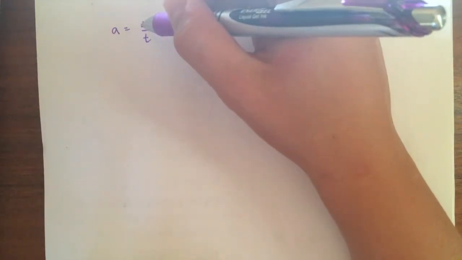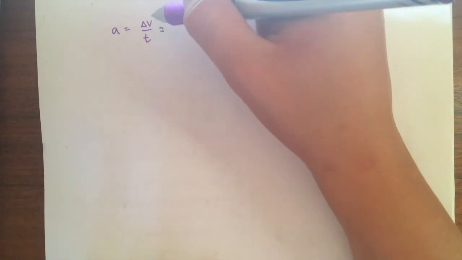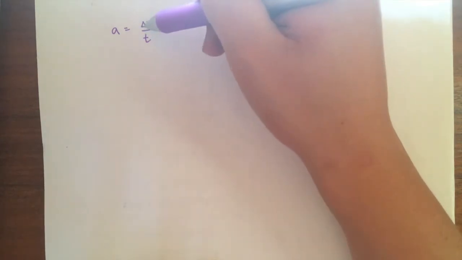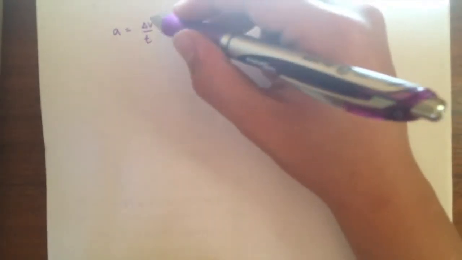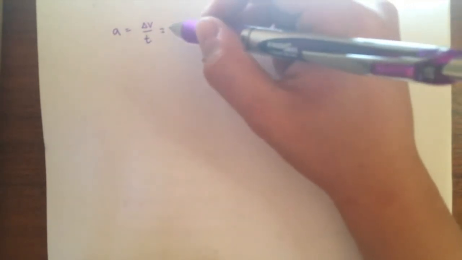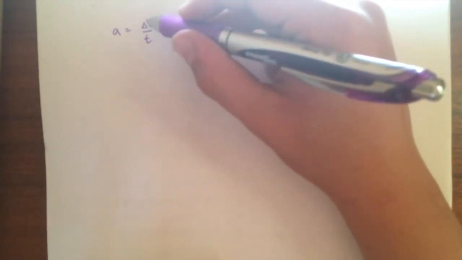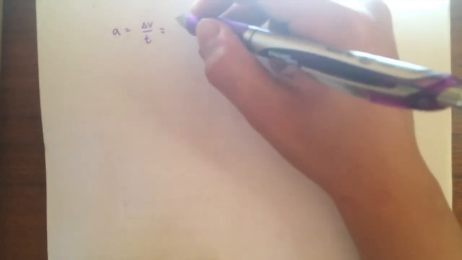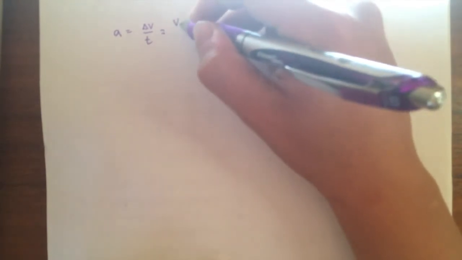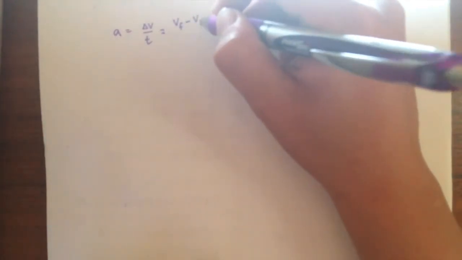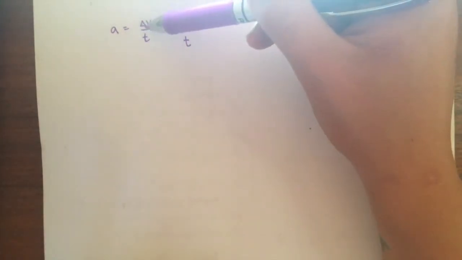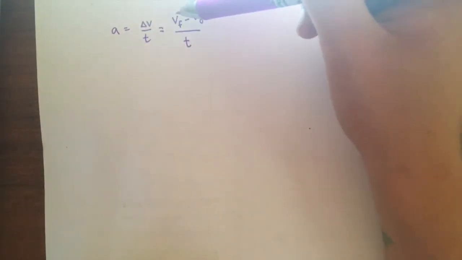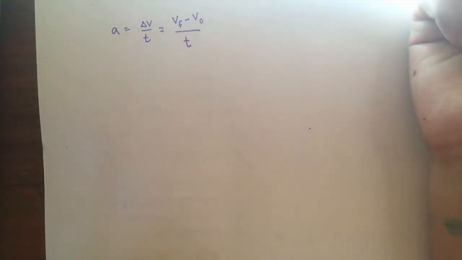Delta V is a change in velocity. The triangle is the Greek letter delta, and it means change in. The V stands for velocity, so acceleration is a change in velocity over time. How can we rewrite change in velocity? Well, that is V final minus V initial, all over time. So the change in velocity can be rewritten as a final velocity minus an initial velocity.